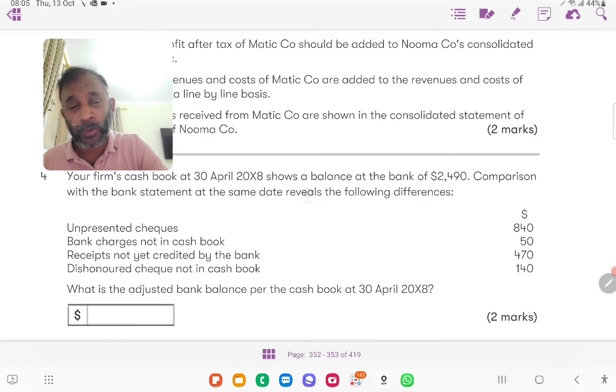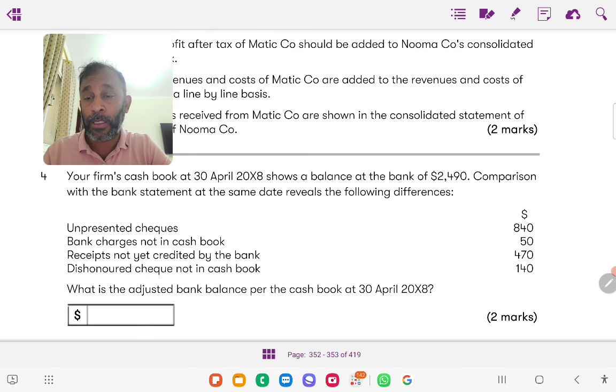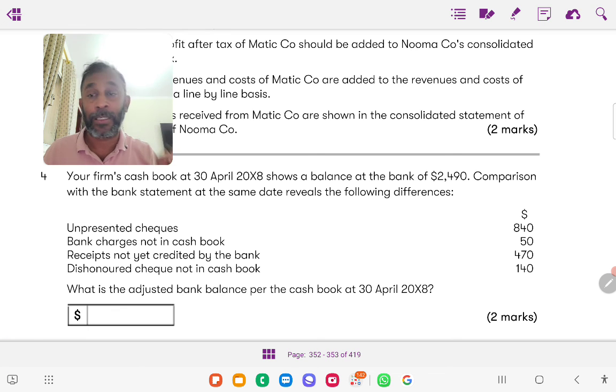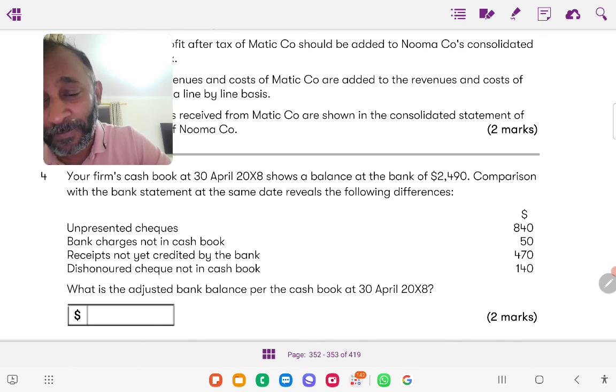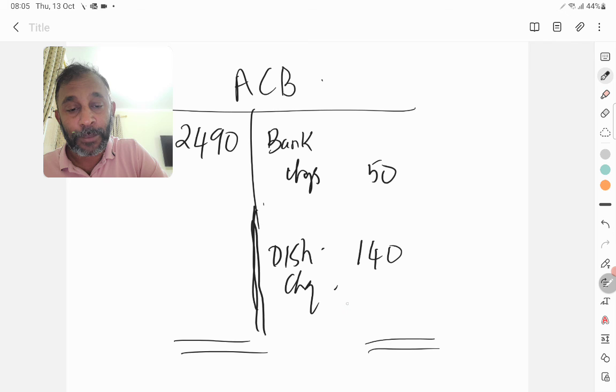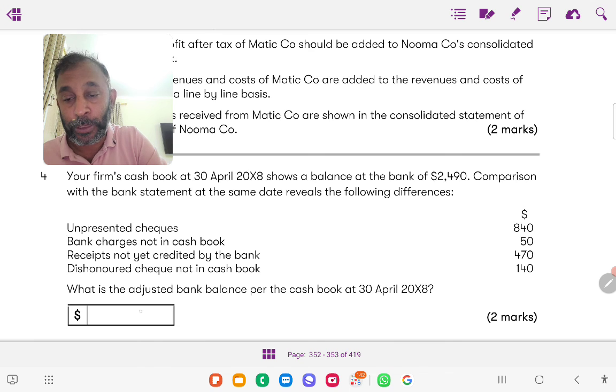On the other hand, there are two other items given here. Unpresented checks will straight away go to the bank reconciliation statement. We don't need that now. Why? They are asking what would be the adjusted bank balance as per the cash book, so we don't need to worry about that. And they also gave receipts not yet credited by the bank. These are uncredited checks, uncredited deposits. Again, we don't need that in our cash book. So therefore, we now balance this. When you balance this, our answer comes to 2300. This is my answer, and you need to put it in the box here.